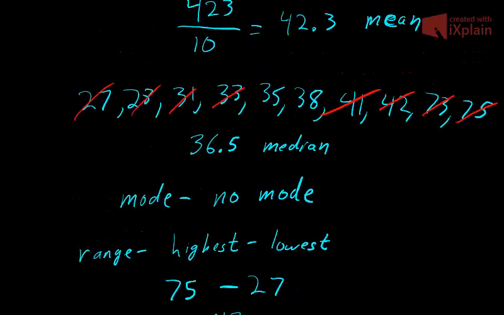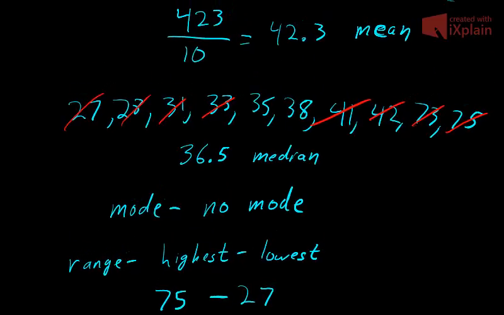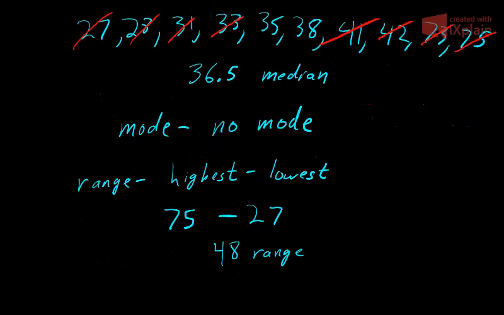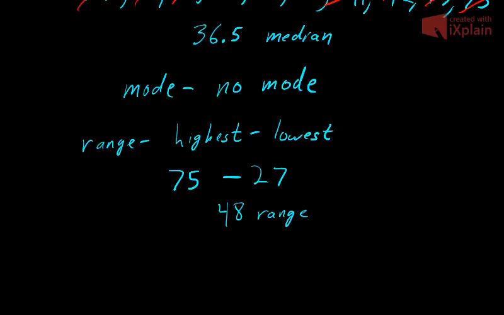We know we're doing pretty well if our mean and median are pretty close to each other. 42.3 and 36.5 are pretty close. They're not exact, but close enough that I feel comfortable with these numbers, and we can move on to a different problem.